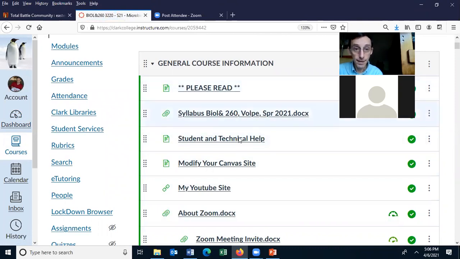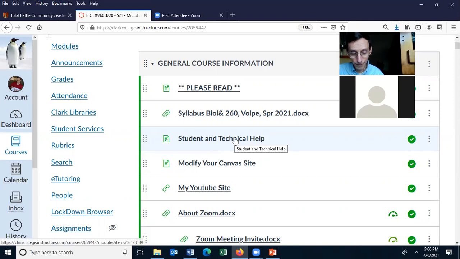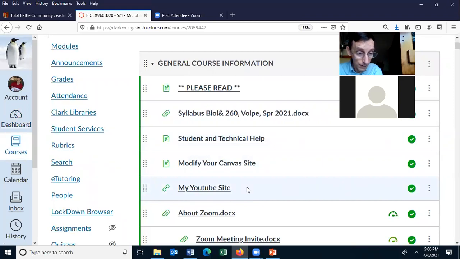At the very top, I've got some general course information, like a note you should read. There's my syllabus, and information on getting technical help, like if your computer isn't working with Canvas. You should also modify your Canvas notification settings, which I think is the default, so that when I make an announcement where I send you an email, you're going to get a notification of that.